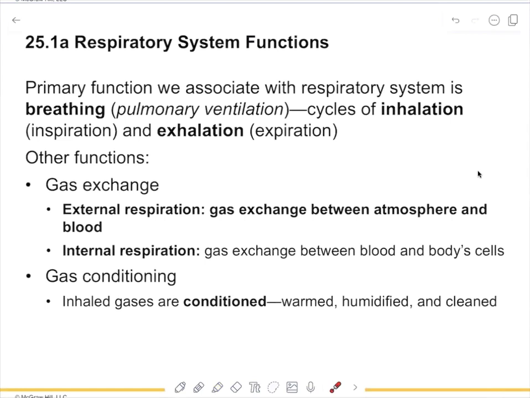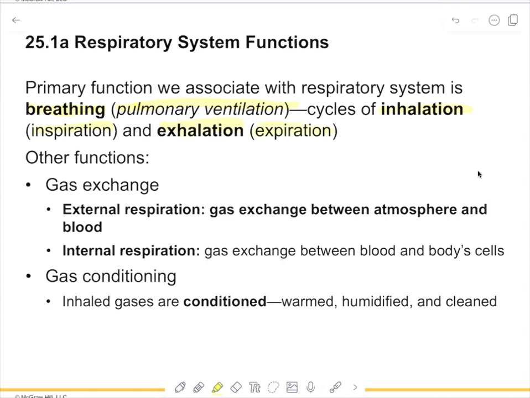Functions of the respiratory system include breathing, obviously, which is termed pulmonary ventilation. So when a patient cannot breathe on their own, that's when they need a ventilator. This process includes cycles of inhalation, which is inspiration, and exhalation, which is expiration.